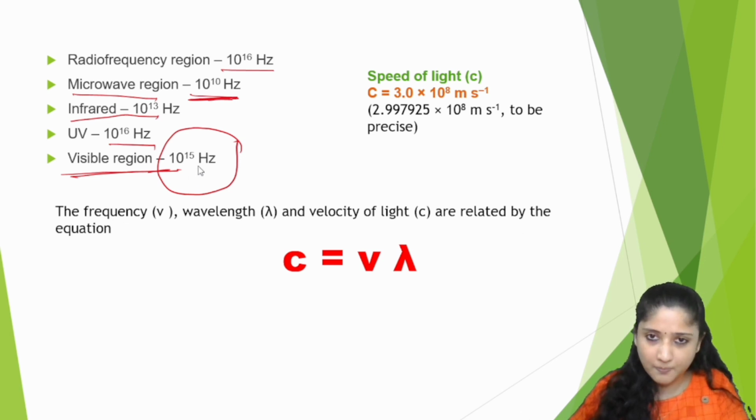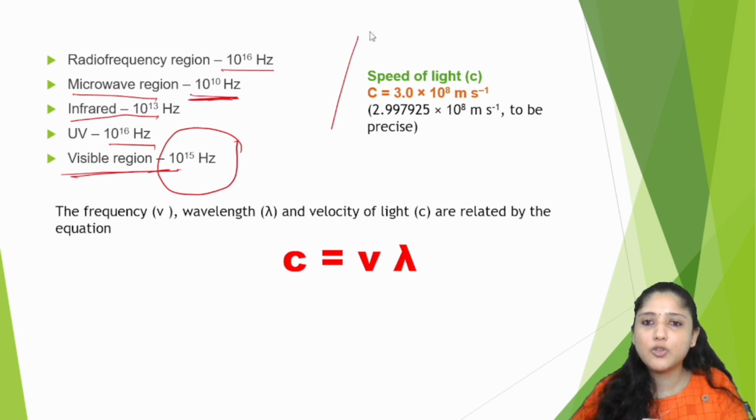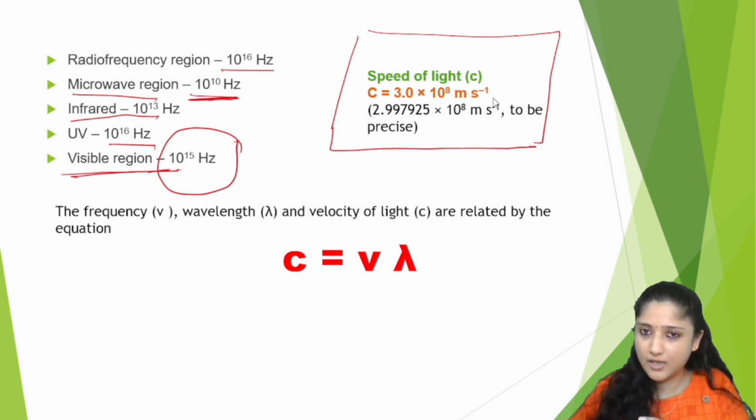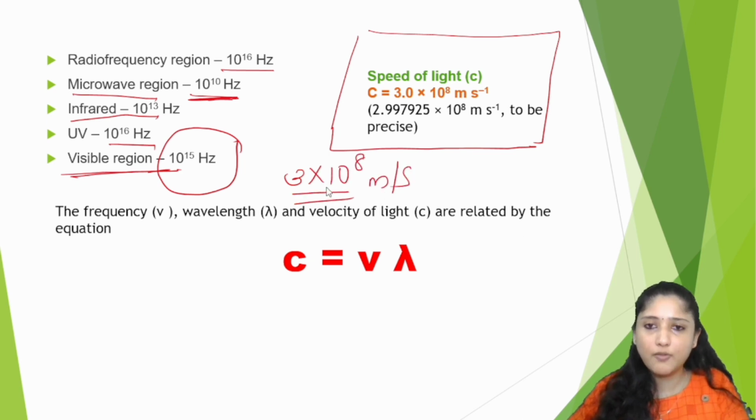Hertz means frequency. The next important point you should remember is the speed of light. The value of the speed of light is 3 into 10 power 8 meter per second. The approximate value is 2.997925 into 10 power 8. We will approximate it and take the value 3 into 10 power 8 meter per second for calculations. For doing problems, remember this value of the speed of light.